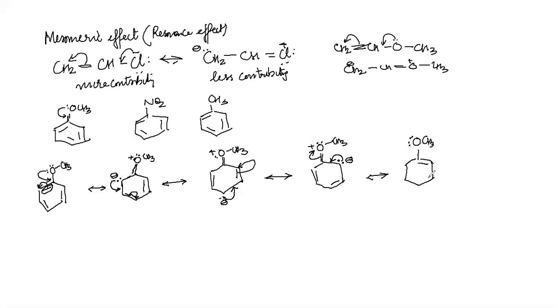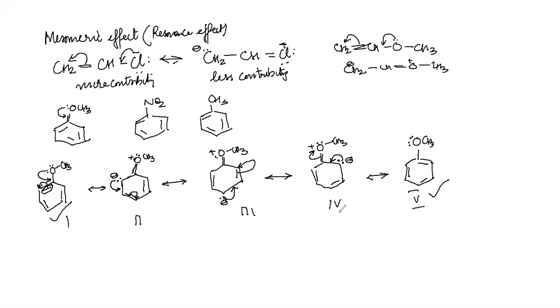See this. The first structure and the last structure are different, because you have changed the position of the double bonds. So there are 5 contributing structures: 1, 2, 3, 4, and 5.